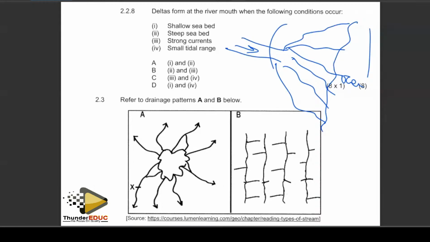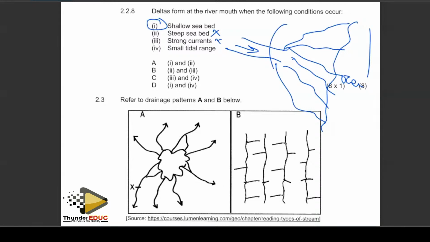Right. One, it's a shallow seabed. If the seabed is shallow, it means deposited material is going to accumulate and keep on accumulating, advancing in the direction of the river flow. So a shallow bed. And what else? Strong currents, they displace. A steep seabed is out. And a strong current is also out because it is going to remove the sediments, and the river is going to attain a distinct channel.